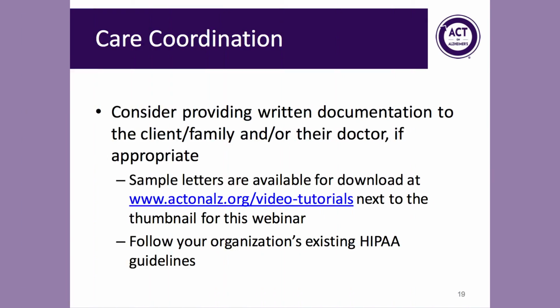In addition to providing verbal feedback to patients and families regarding their test results and next steps, you may also want to consider providing written documentation. Sample letters are available for download at the Act on Alzheimer's website, at the same page from which you access this webinar. Of course, you should follow your organization's existing HIPAA guidelines when it comes to providing this documentation either to patients or healthcare providers.